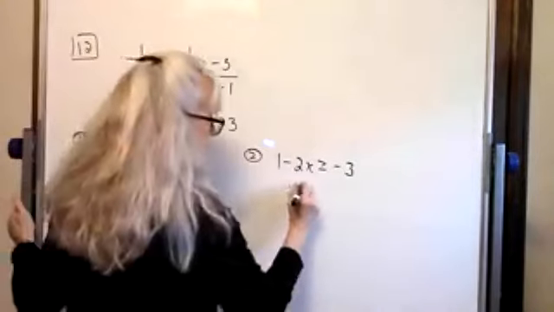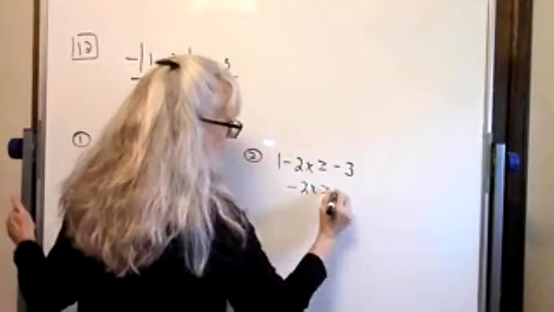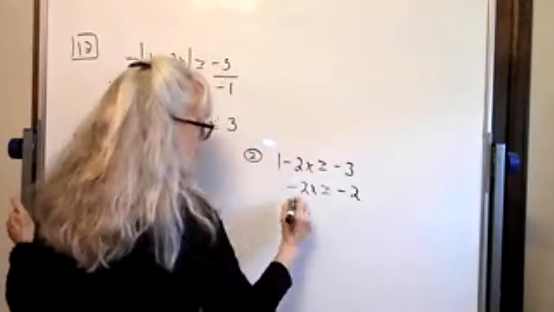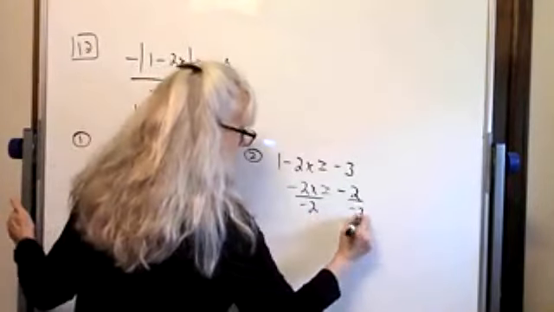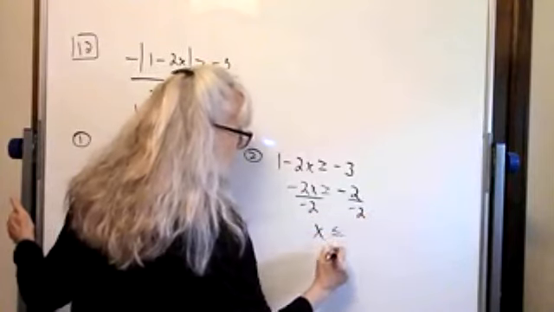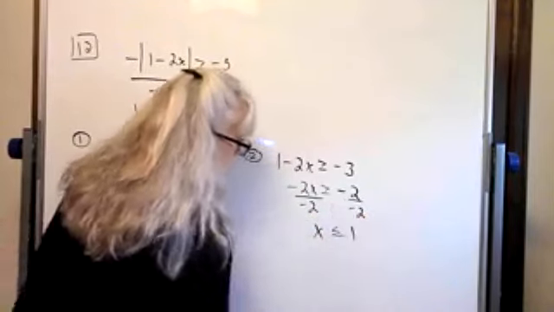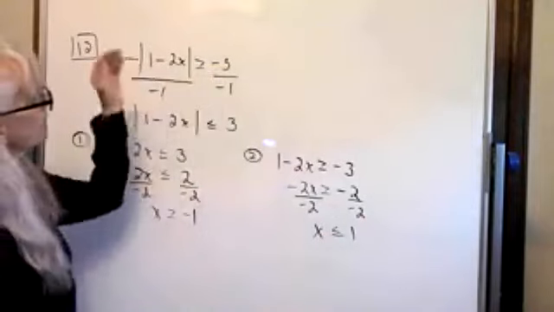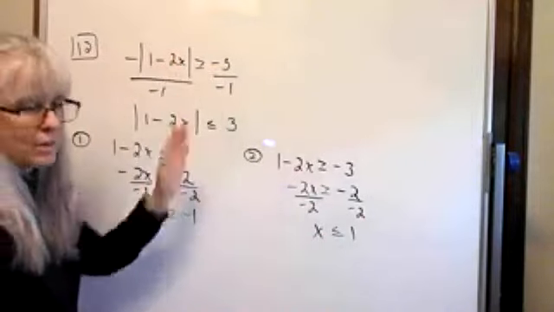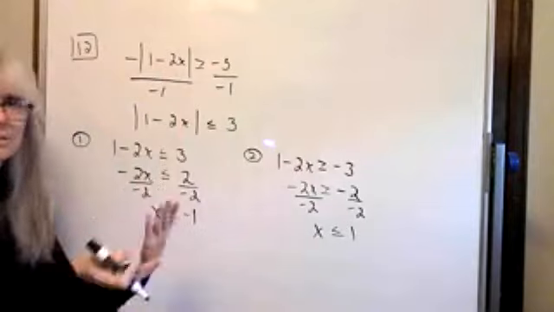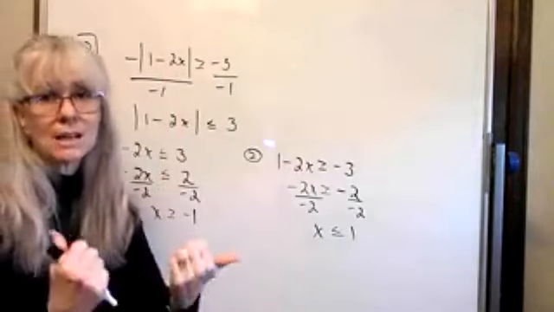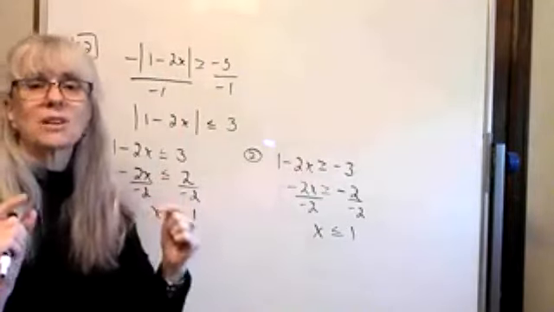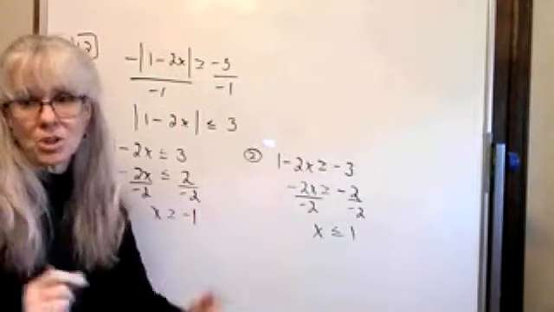Same process over here. If we move the 1, we'll get -2. Dividing out the -2 is going to give me x, flip the inequality because you divided by a negative, is less than or equal to 1. So we reversed the inequality to begin with, and then we had to do it again. There's a lot of flipping. So make sure, I'm sorry, make sure they don't point in the same direction. You need one of each, basically.